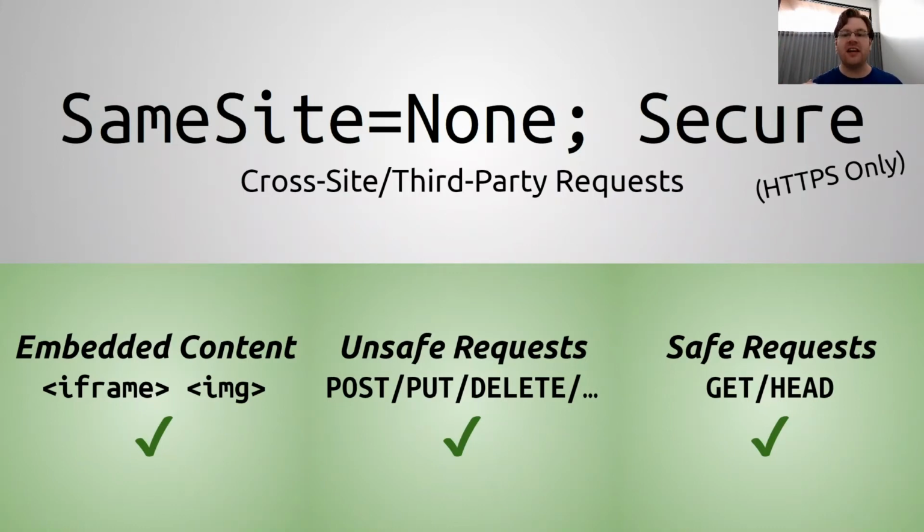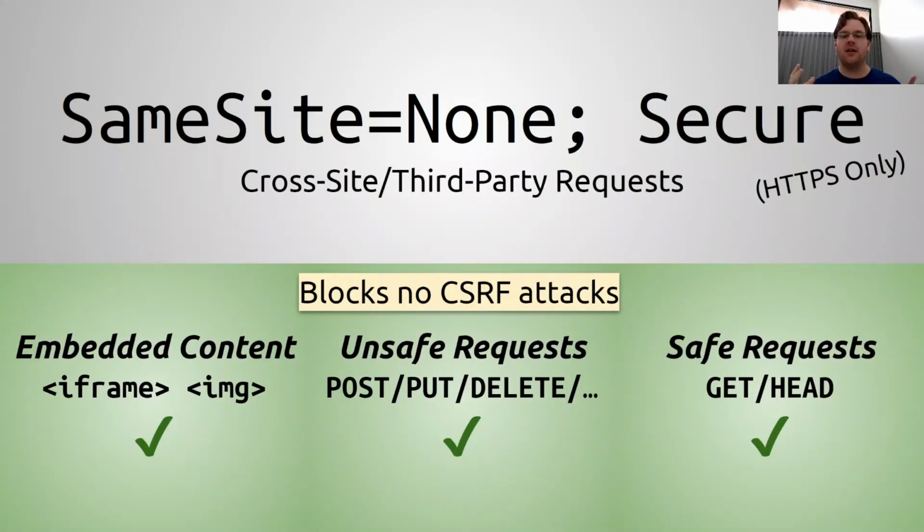But the thing about same-site none is because it does allow cookies on all requests, the browsers have decided to require secure set as well. And the secure flag on a cookie says the cookie can only be sent on a secure request, so HTTPS. And so same-site none works only on HTTPS connections when the connection is encrypted. None, as you would expect, blocks no CSRF attacks. Because it attaches the cookie on every request, there is no CSRF protection in there at all. You need to have your own CSRF protection in order to protect these requests.